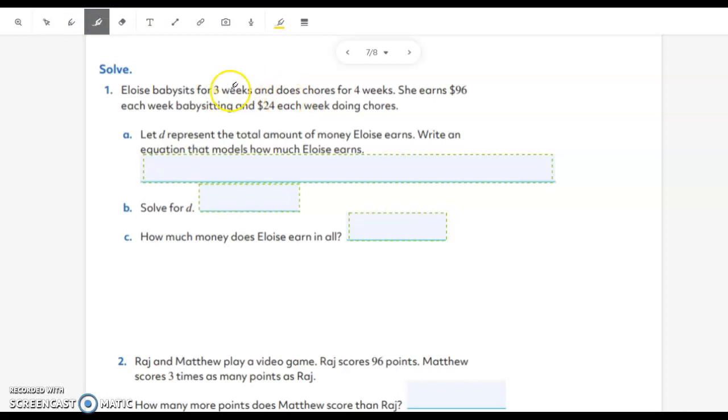She has 3 weeks that she does babysitting and 4 weeks that she does chores. It tells us that she has $96 each week for babysitting, and she earns $24 each week for doing chores. So A says, let D represent the total amount of money Eloise earns, and it's asking us to write an equation. Okay, so let's do that together first.